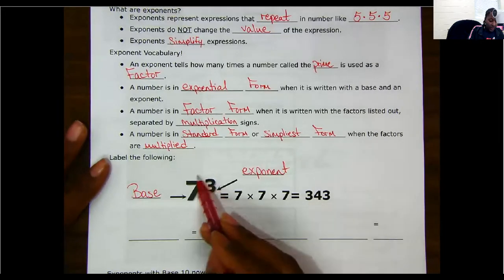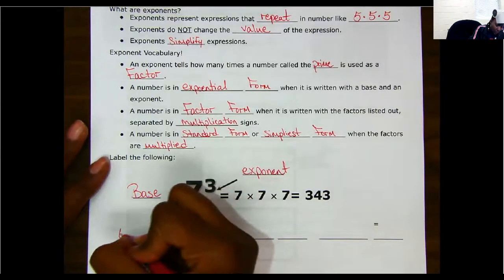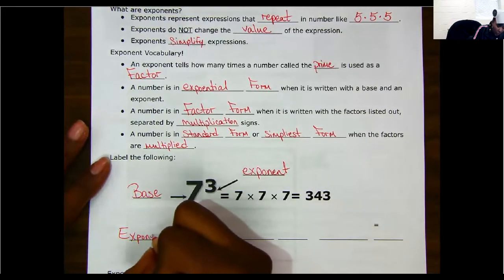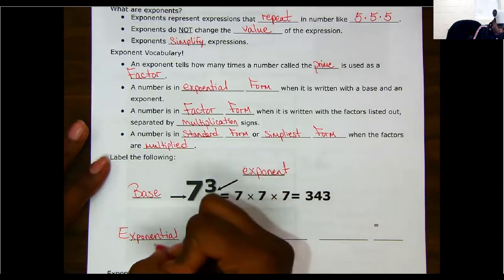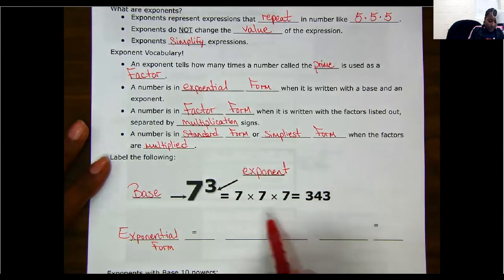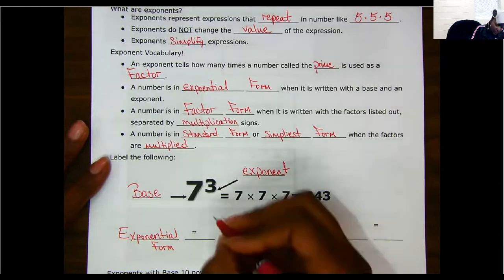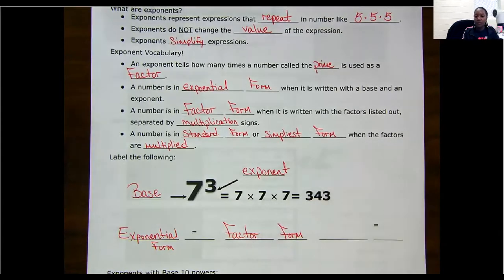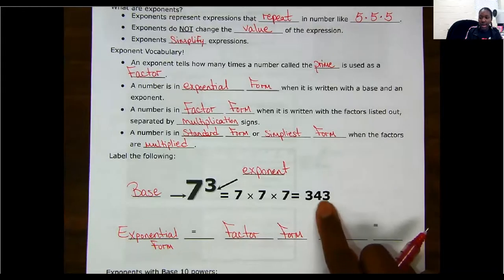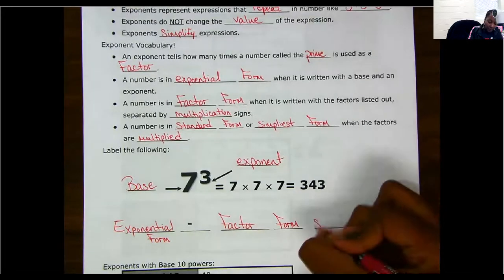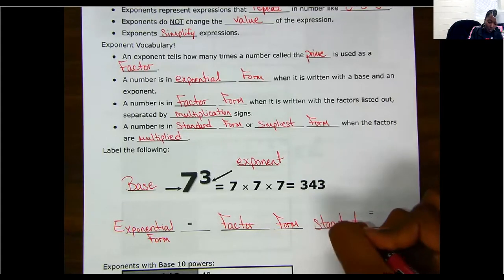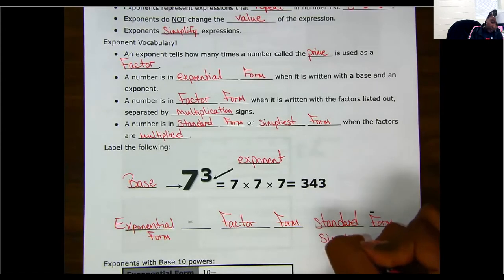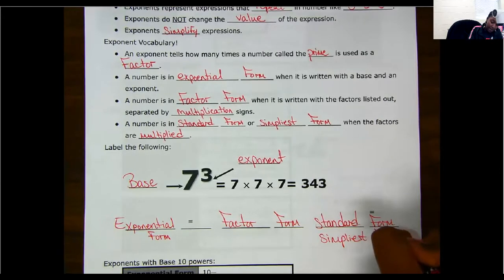So this right here is what's called exponential form. When you have the base number with an exponent, it's called exponential form. The next thing you see when it's separated by multiplication symbols is factor form, which is what we did initially this week. We had it in factor form. And then when you get your actual answer, this is your standard form or simplest form. I'm gonna put both. Simplest form. Okay.